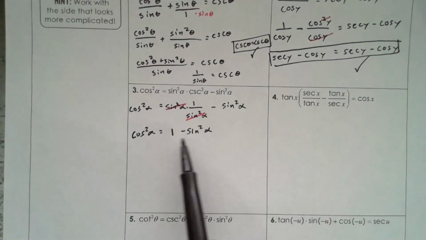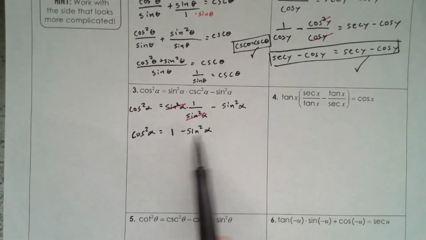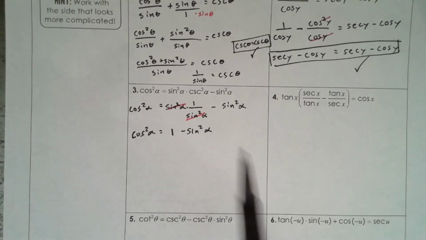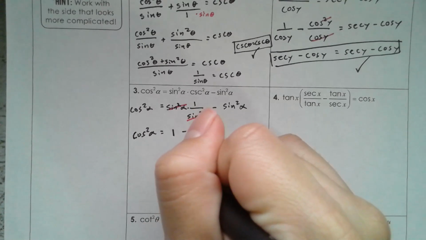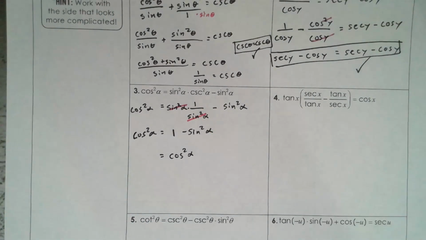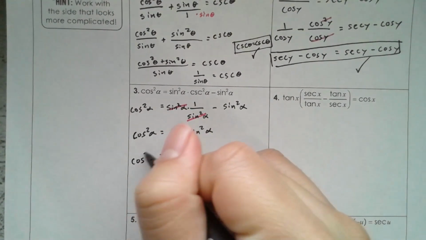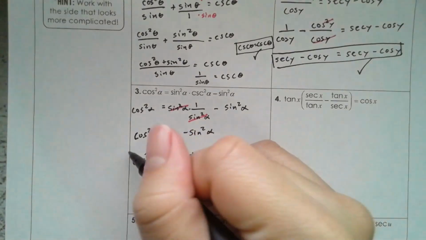Okay, 1 minus sine squared alpha, this is an identity, right? It's a Pythagorean identity. That's equal to cosine squared alpha. And there. Now they both are the same.